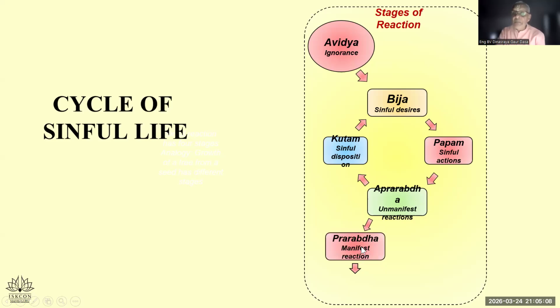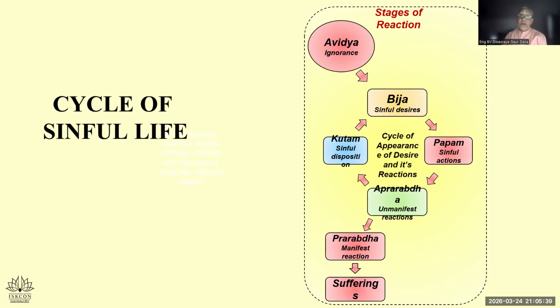So when it becomes manifest, aprarabdha, it may manifest immediately soon after the sinful action, or it may be delayed. When it is delayed, then it is called prarabdha. If it is immediately manifested, then it becomes abhavak. This is what we say. So this is the cycle of sinful life. Whenever there is manifestation, there are material miseries. So these sufferings are there. This is how desire arises; our ignorance, the root cause, is avidya.